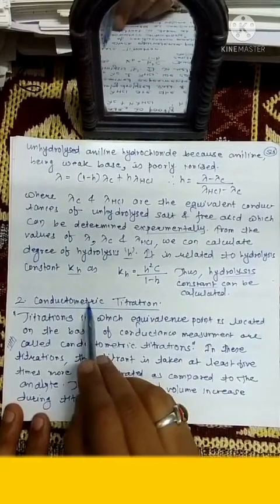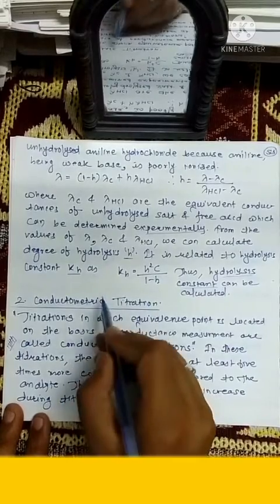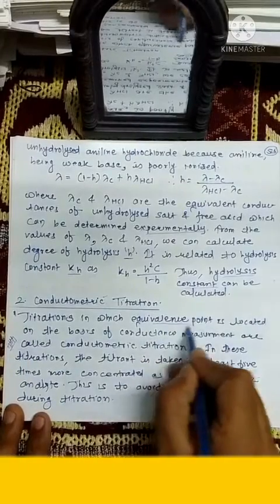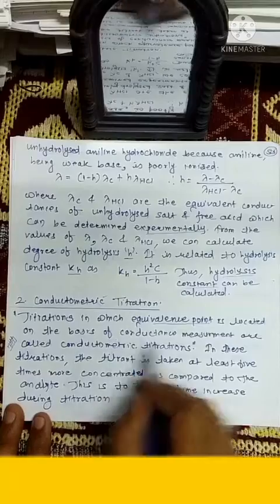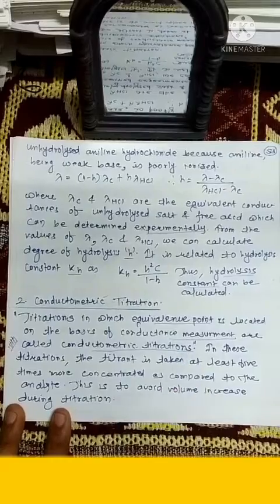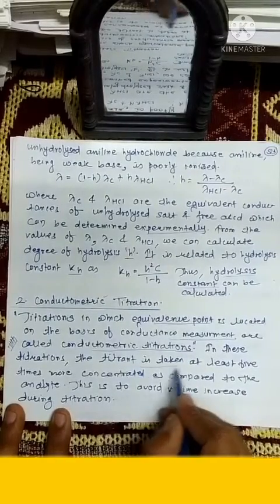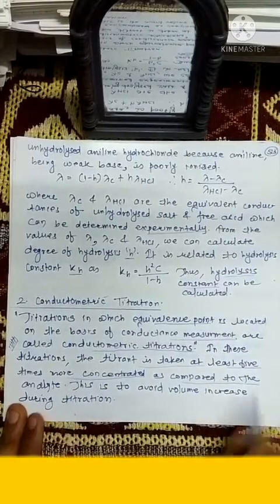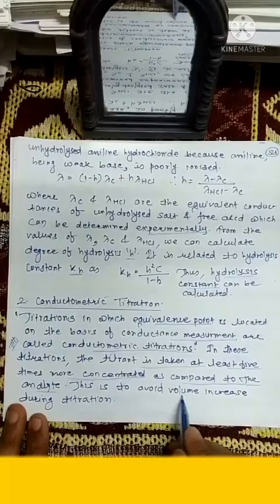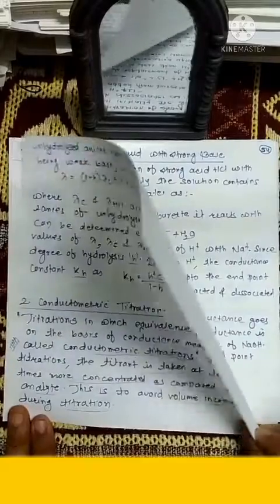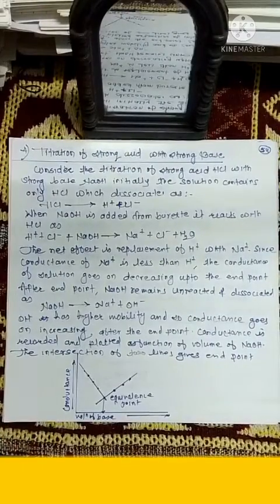Another application is in conductometric titration. First of all, what is meant by conductometric titration? Titrations in which the equivalence point is located on the basis of conductance measurement are called conductometric titrations. In this titration, the titrant is taken at least 5 times more concentrated than the analyte. This is to avoid volume increase during titration. Basically there are 4 to 5 types of conductometric titration which we are going to discuss.